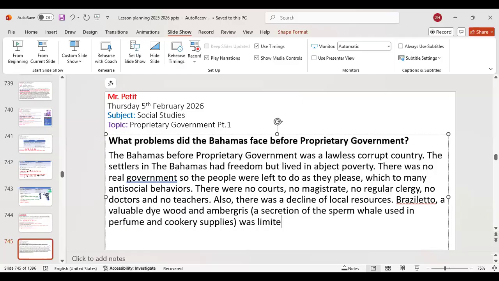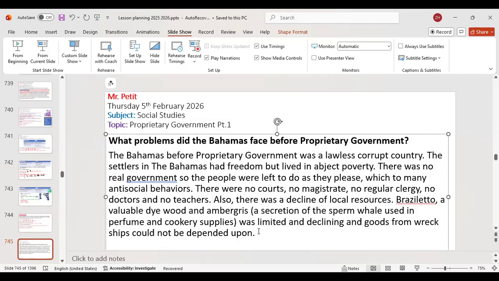Was limited and declining. And goods from wrecked ships could not be depended upon. So they used to have wrecking as well, but wrecking is not something you could consistently depend upon, because you need boats to be passing through the area and you need them to make a mistake as well. Wrecking was lucrative, but it's not something that you could depend upon every day.